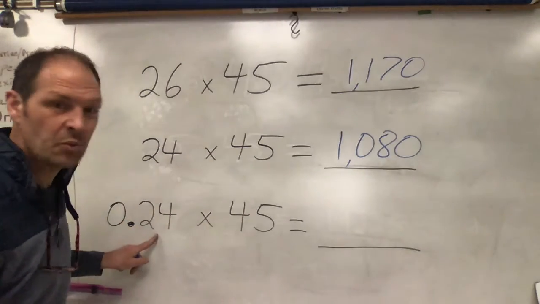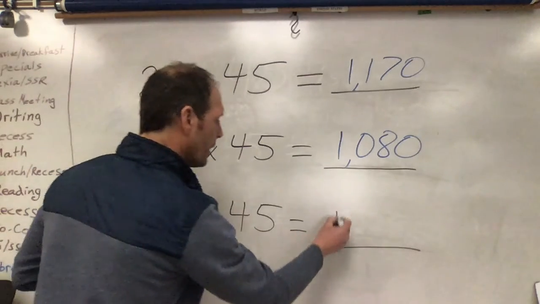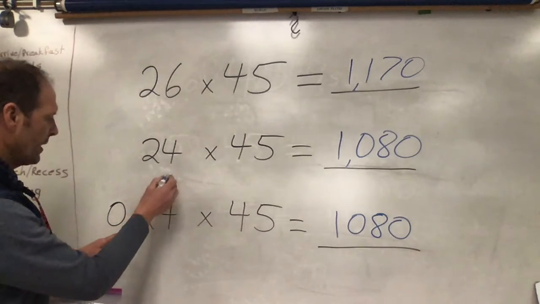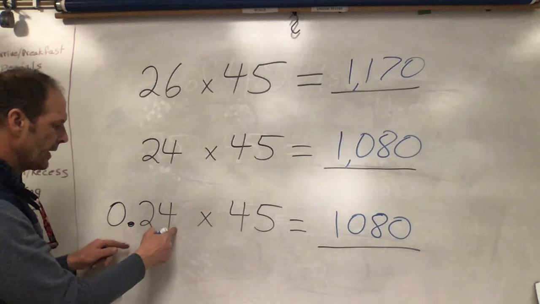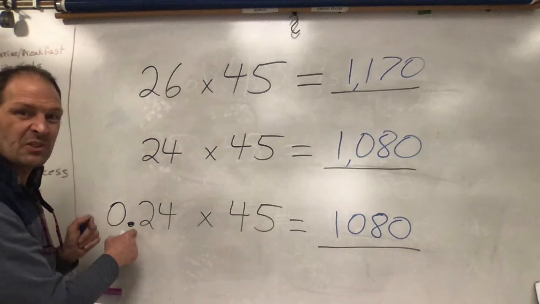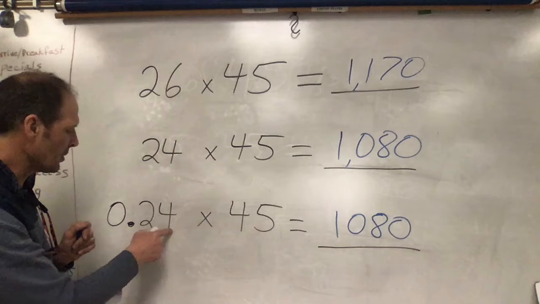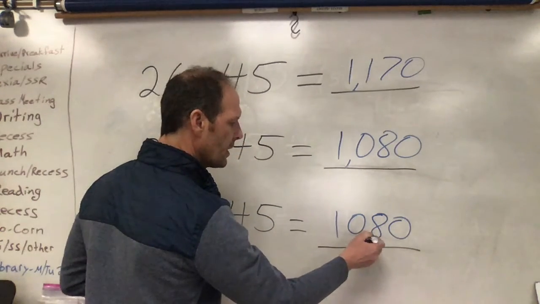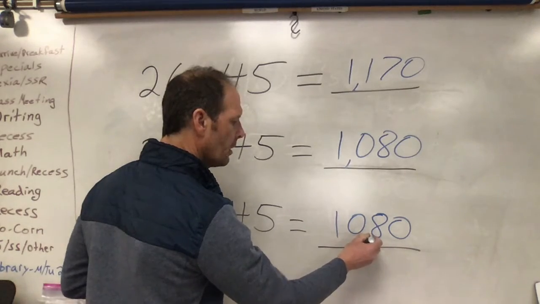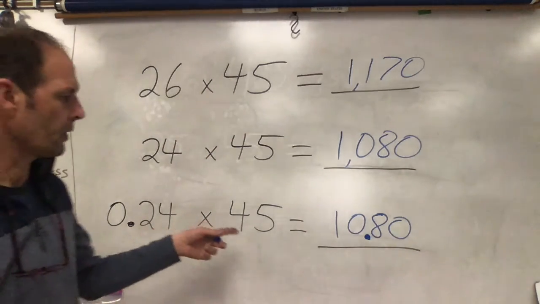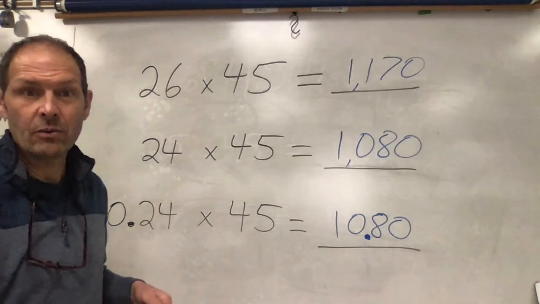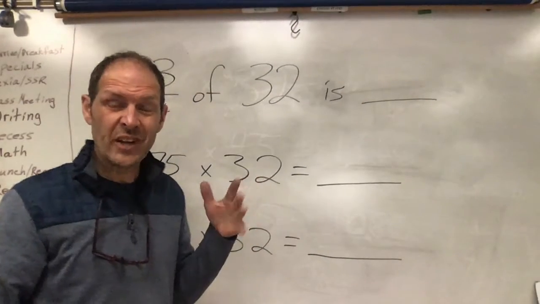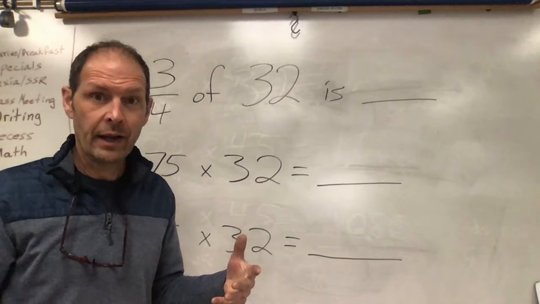Now, that makes the next one super duper easy. We put in our 1,080, but instead of being 24 times 45, it's 100 times smaller, because the decimal point is to the left 2 places. So let's just move it over to the left 2 places here. That makes it 100 times smaller. So 24 hundredths times 45 is 10 and 80 hundredths. Make sure you get that written in your book. Go ahead.